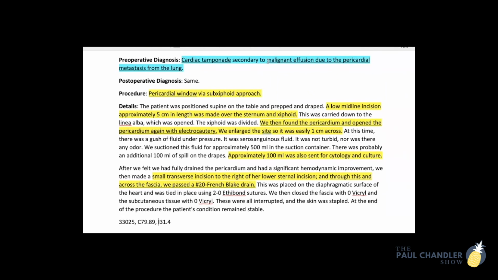And that I took from the secondary to the malignant effusion due to the pericardial metastasis. So that gives us C79.89. So what I'm actually going to start doing here is changing these colors so we can color code them. See, procedures we got from the yellow, so that way we can link which individual code gave us what documentation. That gave us the green.